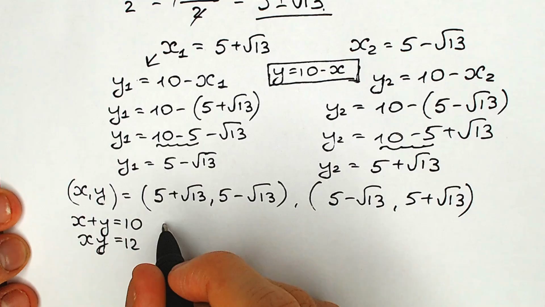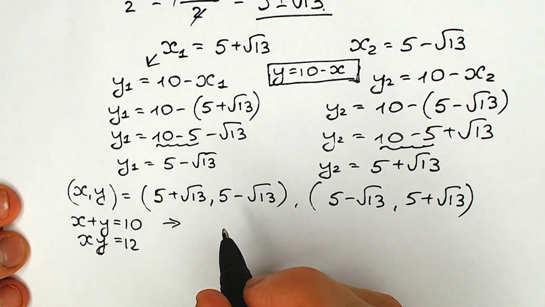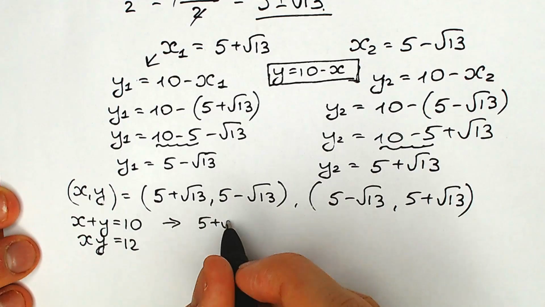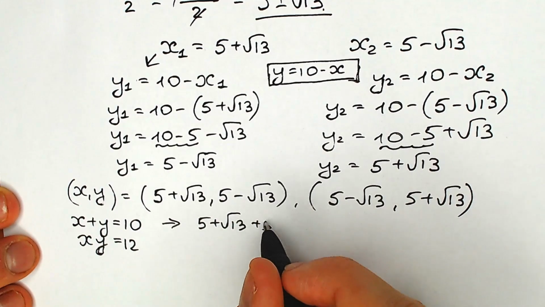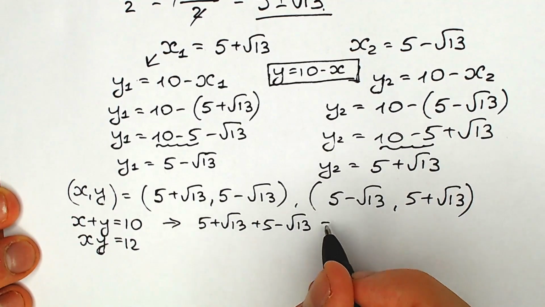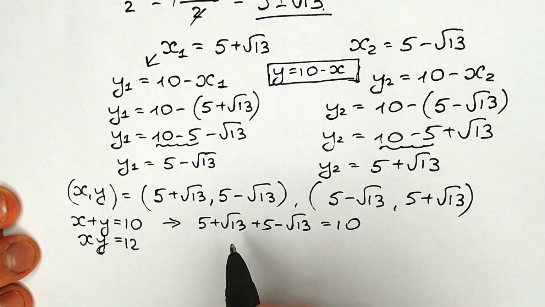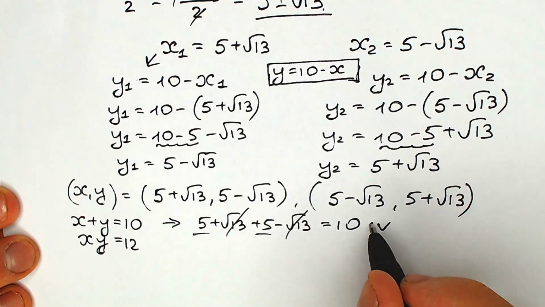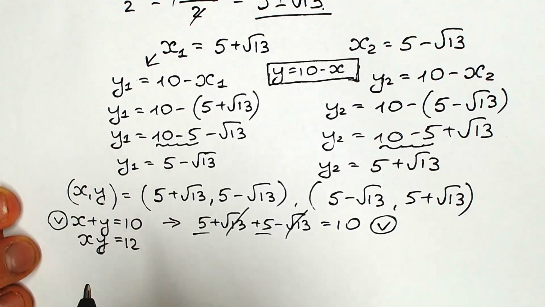So it changed nothing in terms of addition. I'm going to underline that in terms of addition, it changed nothing. As a result, we have 5 plus square root of 13 plus 5 minus square root of 13, which needs to be equal to 10. Let's see. The square root of 13 we can easily cancel, and as a result, we have 5 plus 5 equal to 10. So addition works absolutely perfectly.